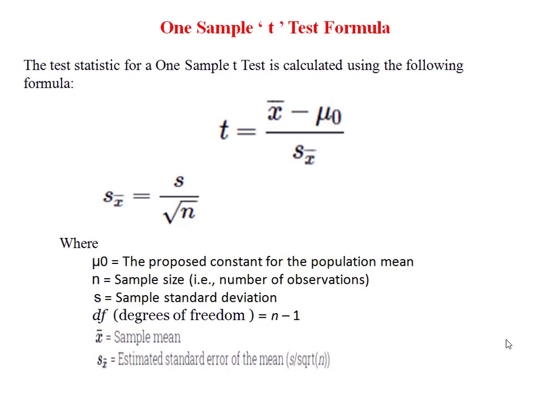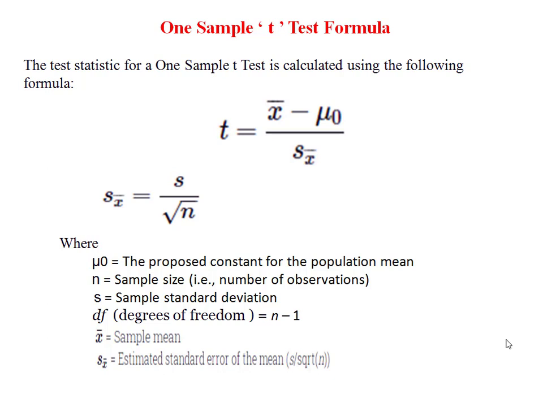Formula for one sample t-test. t is equal to x bar minus mu divided by s x bar. To calculate s x bar, the formula is s x bar is equal to s divided by root n, where mu is equal to the proposed constant for the population mean, that is population mean. n is equal to sample size, that is the number of observations used in our study. s is equal to sample standard deviation.